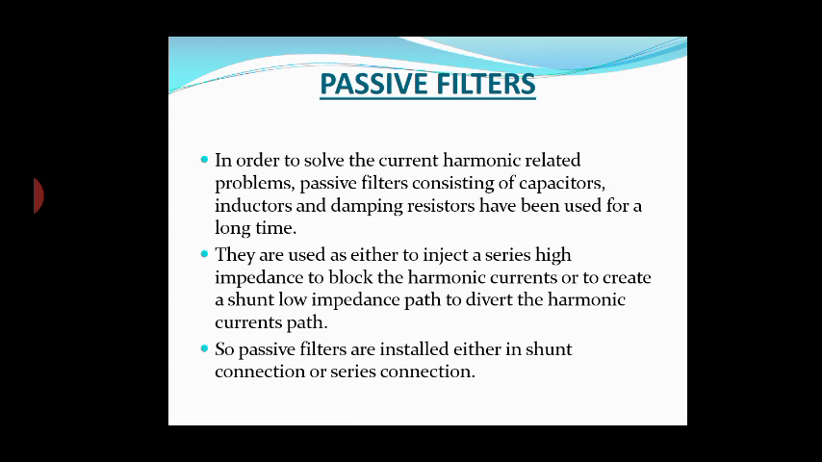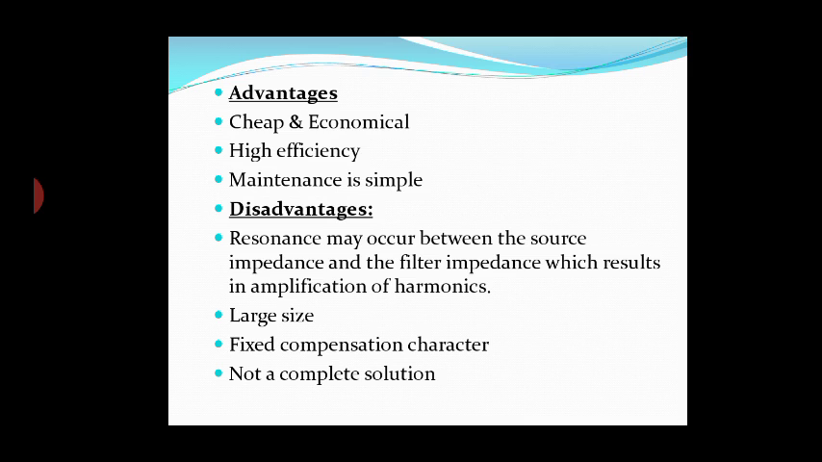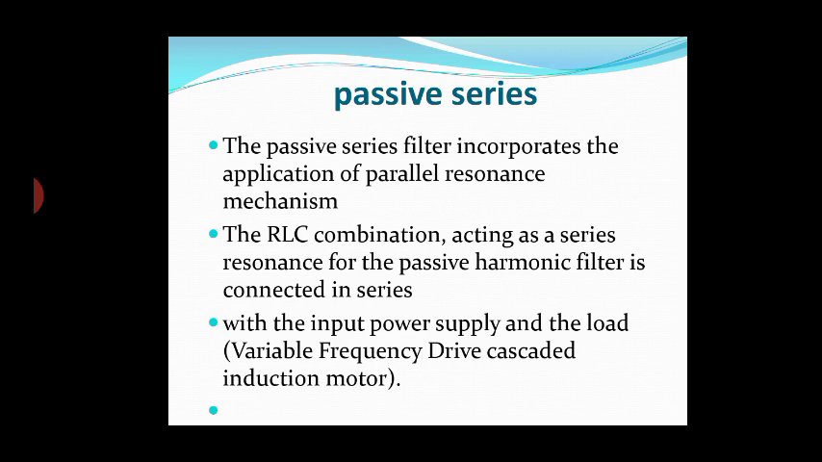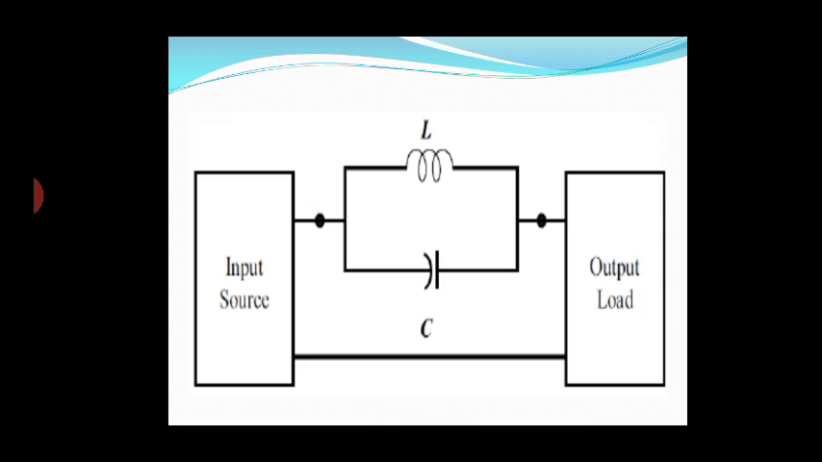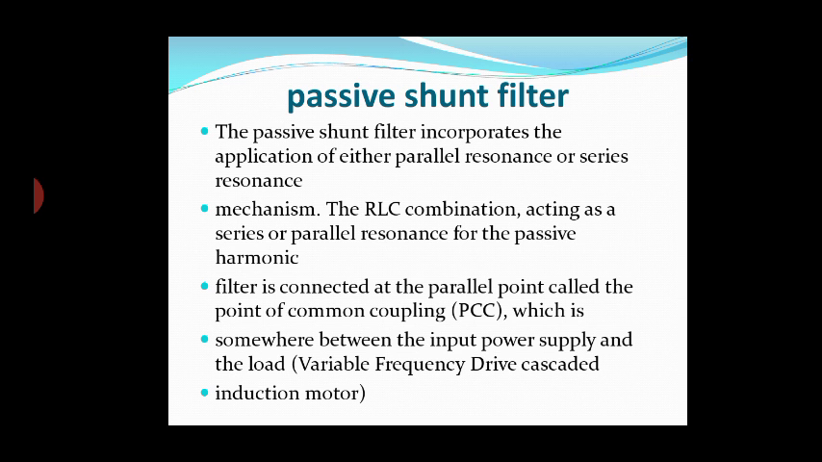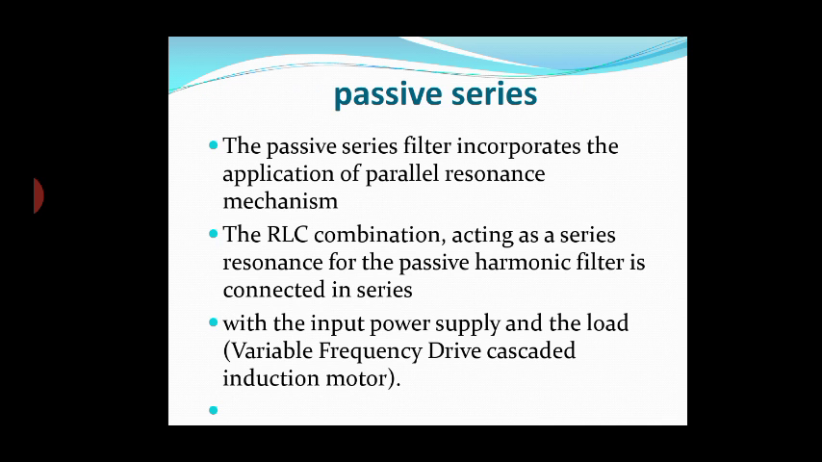Now we have two types of passive filters: one is the series filter and the other is the shunt filter. The series filter will block the harmonics, and the shunt filter will bypass the harmonic current to the ground. We have discussed the advantages and disadvantages of passive filters, and we have discussed the passive shunt filter. Now we see the passive series filter.